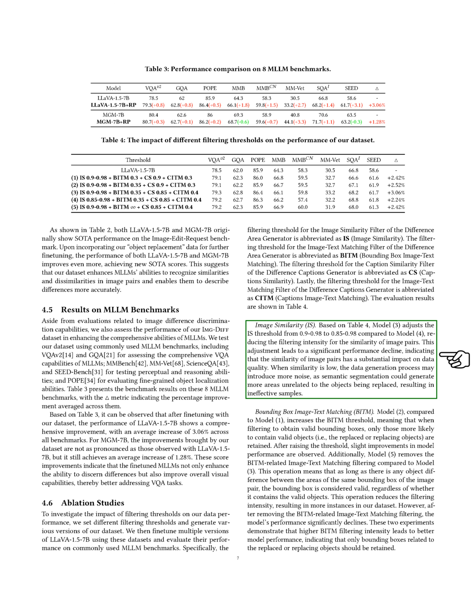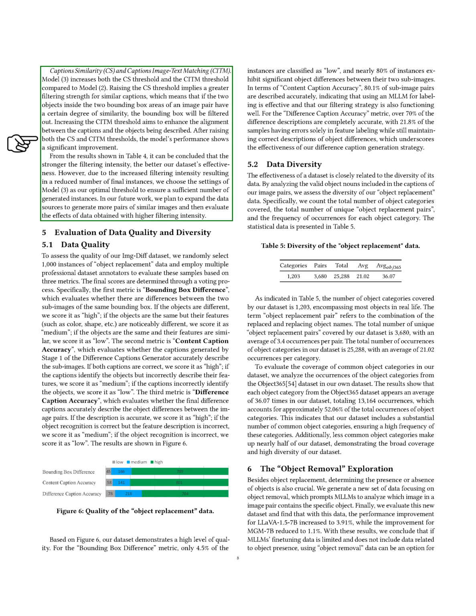In terms of CS and CITM, Model 3 increases both thresholds compared to Model 2. This means we filter out more similar captions and enhance the alignment between captions and objects. The performance improves significantly with these adjustments. Our findings suggest that stronger filtering leads to better dataset effectiveness, but we opt for Model 3 to ensure we still have enough instances.